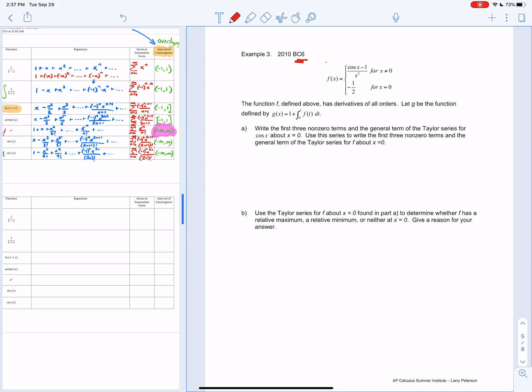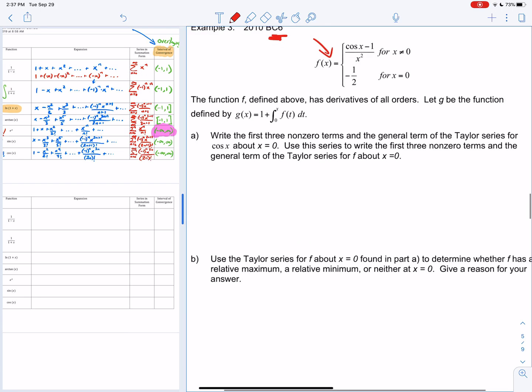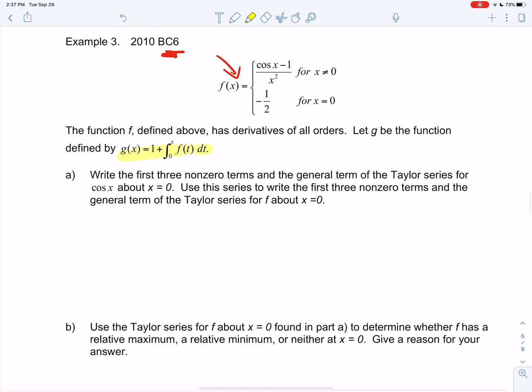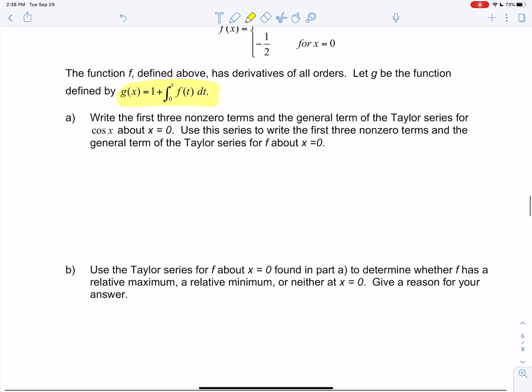F of x is this piecewise function here. And then they tell you, let me get rid of that. They tell you that g of x is this. 1 plus the integral of f. Okay? Write the first 3 non-zero terms in the general term. For cosine. Okay, so let's just look at that. Okay, so cosine.